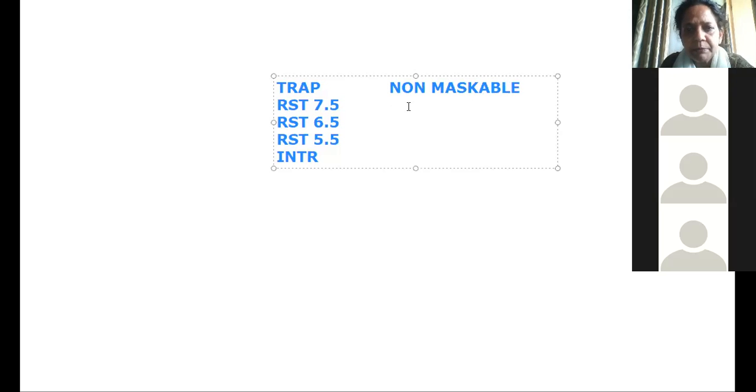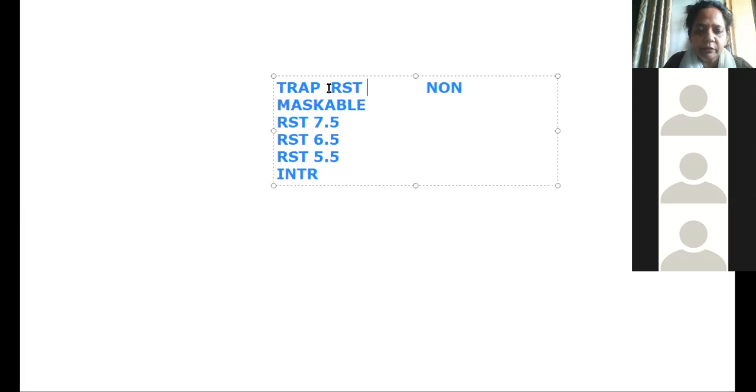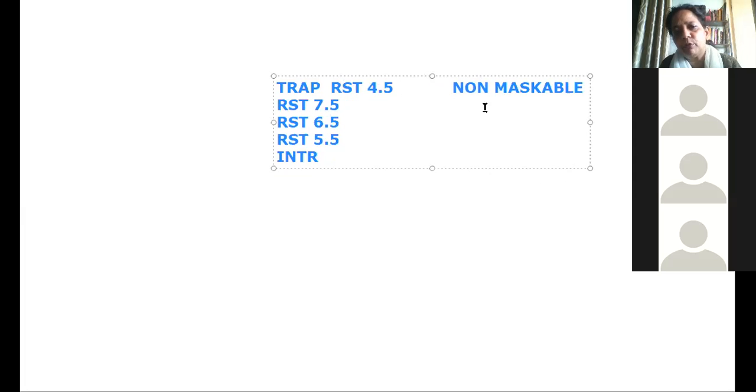The other three interrupts are called maskable interrupts, which means they can be kept pending or they can be avoided also. So at a time, suppose RST 7.5 and 6.5 come, then the interrupt service routine of the higher priority one will be executed first, then the other interrupt service routine will be executed by the microprocessor. TRAP is also called RST 4.5, that is restart 4.5. This is the other name for TRAP.